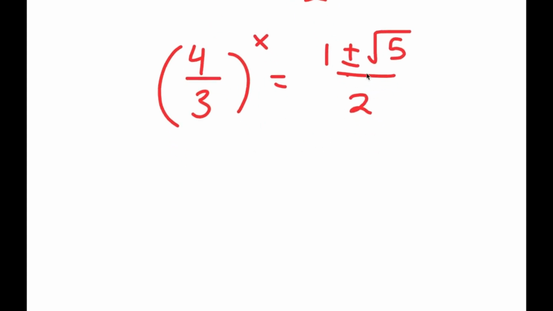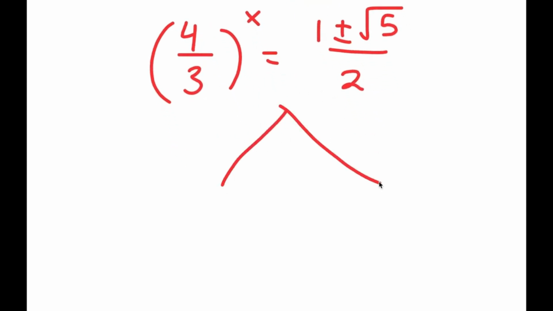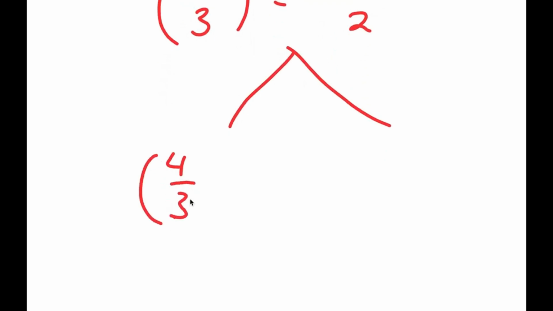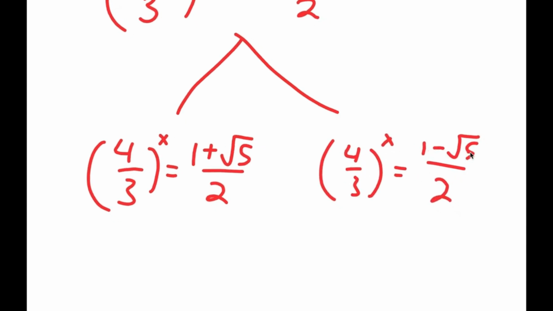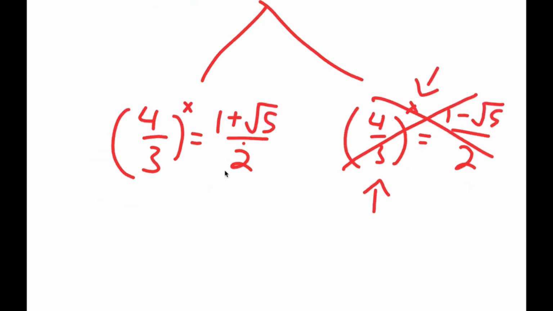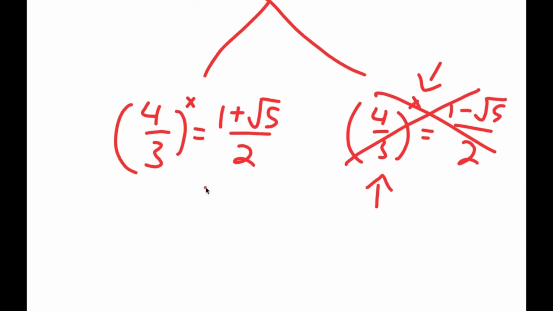Now, this gives me two equations. I get (4/3)^x = (1 + √5)/2, and I get (4/3)^x = (1 − √5)/2. Now 1 minus the square root of 5 is going to be a negative number, and notice how this is a positive number to some power. Well, you can't take the power of a positive number and make it equal negative, meaning there's no solution to this equation, and all that's left is this equation.